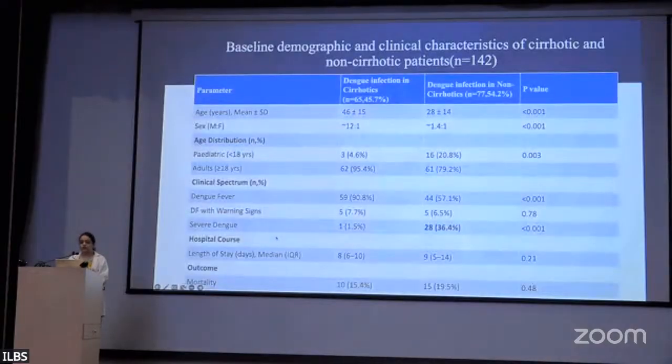Now we tried to look at the differences between the cirrhotic and the non-cirrhotic groups. Our non-cirrhotic group included all the patients with acute viral and other causes of etiology. On comparison, cirrhotics were older and predominantly male. Also, cirrhotics presented more with classical dengue fever, while severe dengue was higher in the non-cirrhotic group.